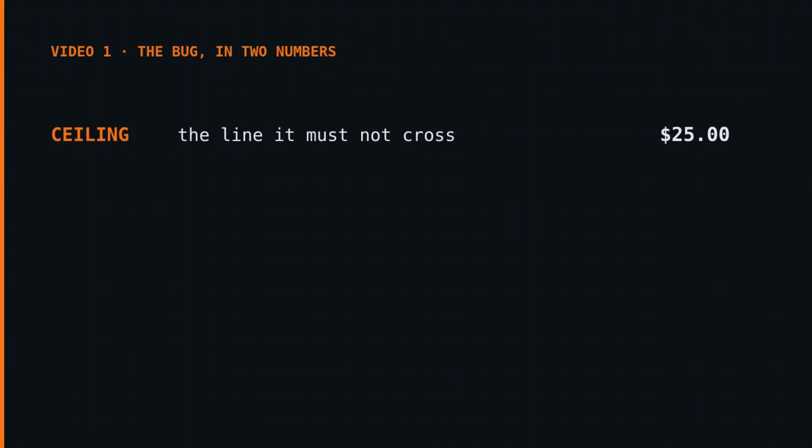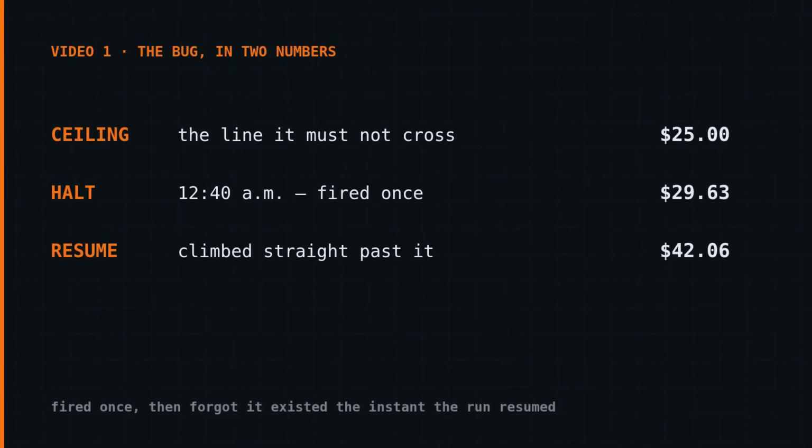Quick recap for anyone who missed the first one. The loop had a cost ceiling set at $25. On the run that exposed the bug, it worked once. At 12:40 in the morning, the running total crossed the line, and the loop halted at $29.63. Textbook. Then a human resumed it, and on resume, the ceiling was never checked again.